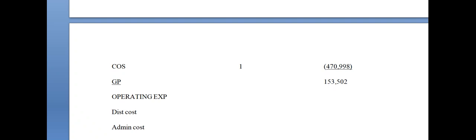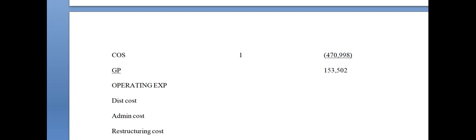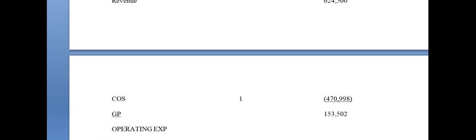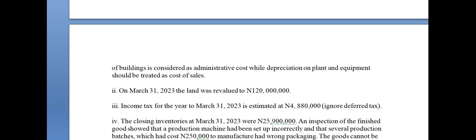Admin cost. What again? I think there is something like restructuring there. Restructuring cost, yes. So quickly, let's look at the additional information. Okay. Building division should be added to distribution cost. I mean admin costs. Any other one for distribution cost?